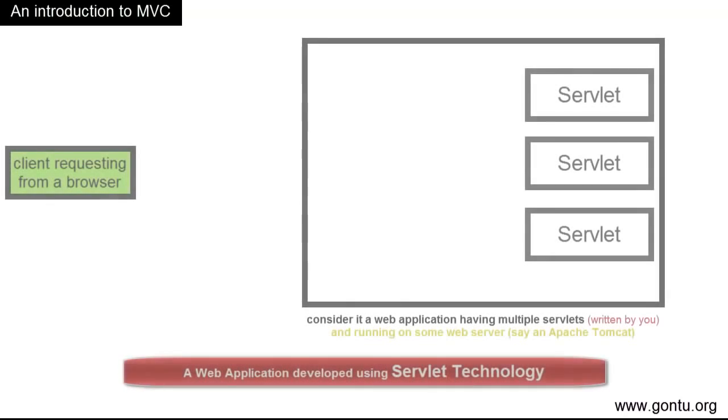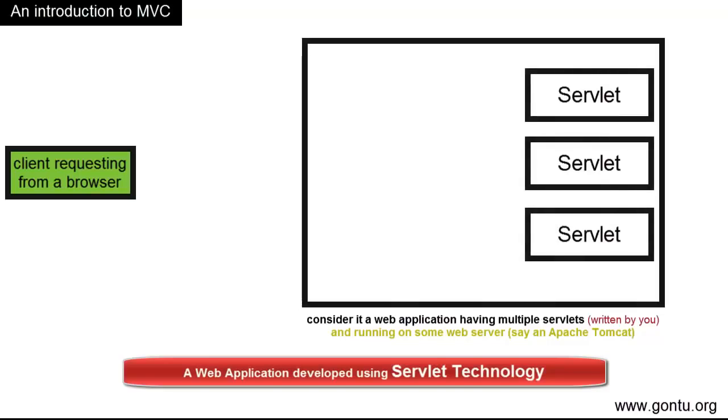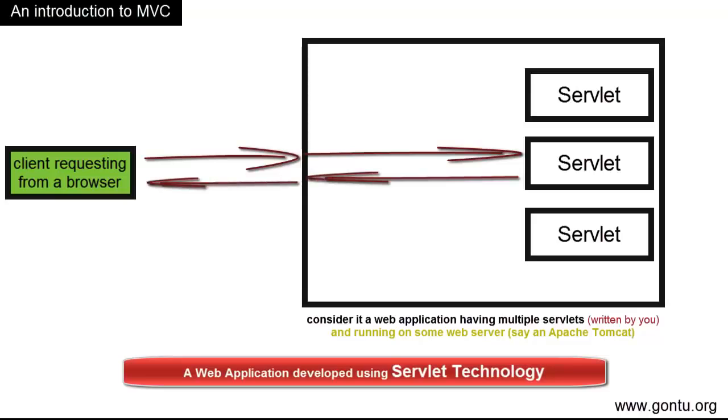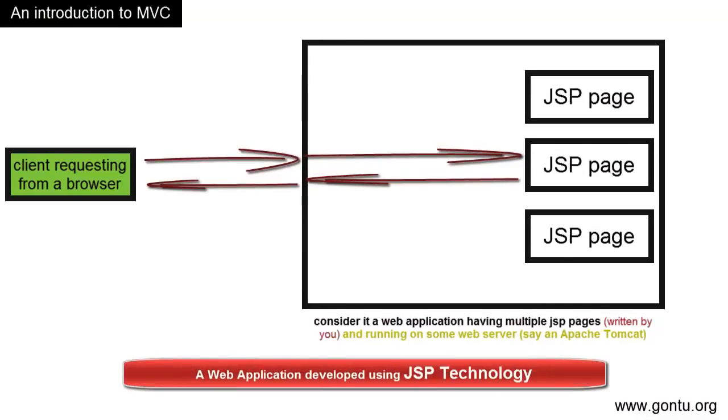A typical web application developed using a servlet technology looks like this. Here, the client requests for a web page to the application, and then based on the URL, the request is mapped to a particular servlet. The servlet processes the request and sends back HTML along with data as a response to the client's browser. In the same way, a typical web application developed using a JSP technology does the same thing. Here also, the client requests for a web page and based on the URL, a particular JSP page prepares and sends a response to the client's browser.